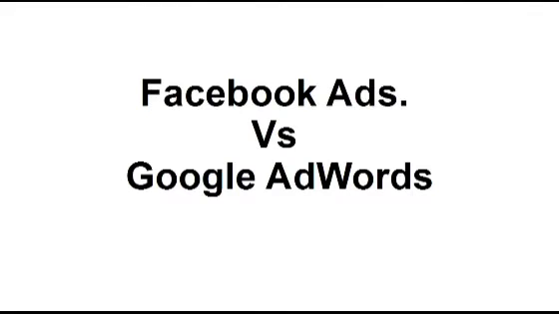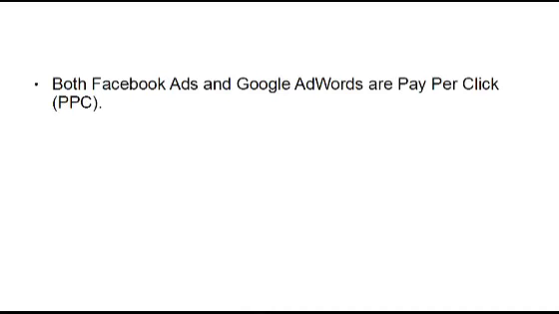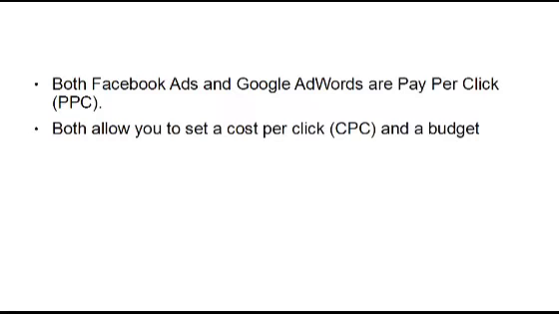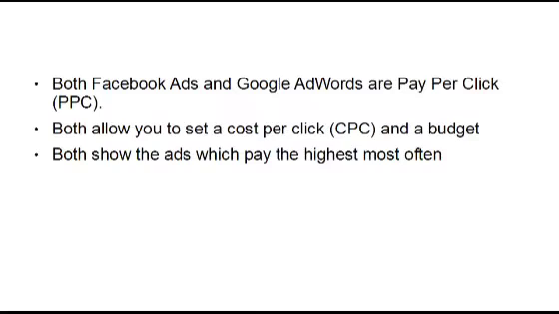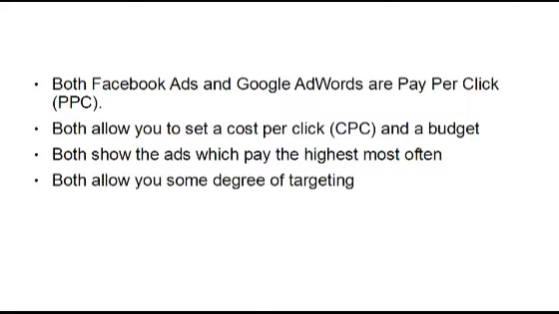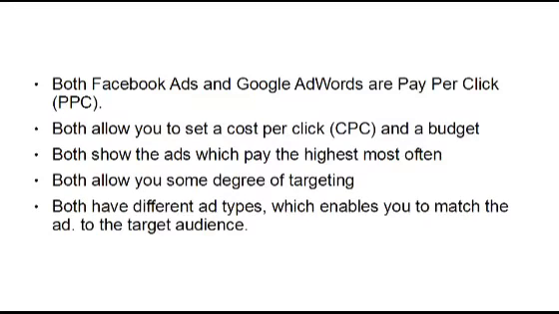Well, there are certain similarities. First of all, both Facebook ads and Google AdWords are pay-per-click or PPC. At least Facebook does have a PPC option. And both allow you to set a cost per click, otherwise known as a CPC, and a budget. Both will show ads which pay the highest most often. Both allow you some degree of targeting, and both have different ad types which enables you to match the ad to the target audience. But that's about where the similarity ends.